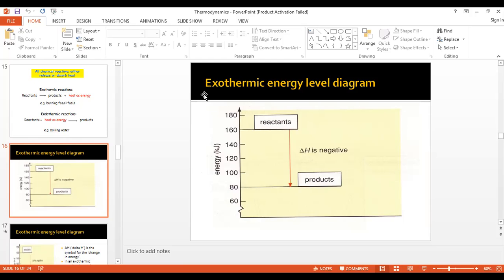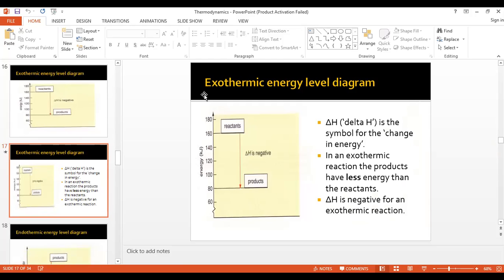Yes. Thank you. Now, next this one. You can see the same exothermic energy level diagram. Delta H, we saw on the previous slide, is the symbol for the change in energy. In an exothermic reaction, the product has less energy than the reactant. This is very important. Second point. See, the product is here. The product is 80. The amount of energy for the product is 80 in this diagram. I told you it's not necessary that you start from 60. You can start from 0.